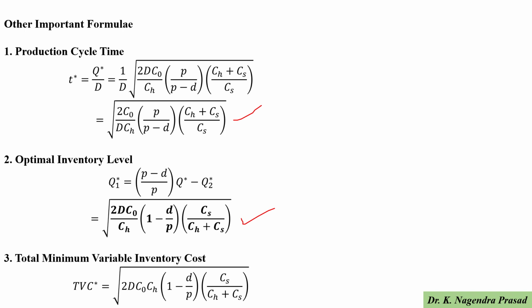And one more equation, the total minimum variable inventory cost TVC star, which equals the root of 2D C0 CH into (1 minus D by P) into CS divided by (CH plus CS). So this is the EOQ model with gradual supply where shortage is allowed, and thank you.